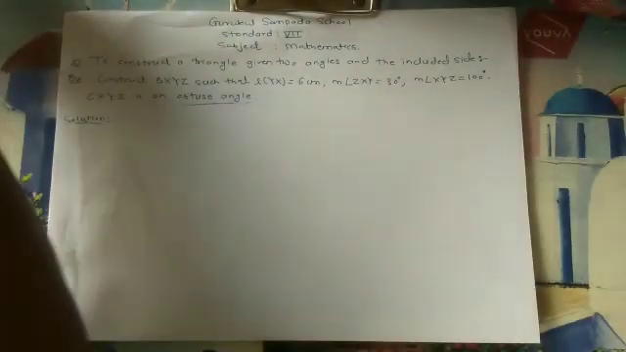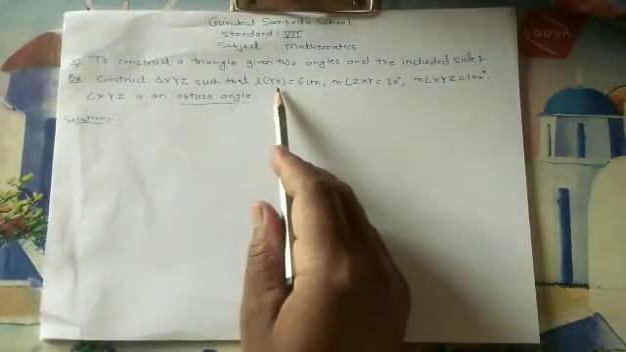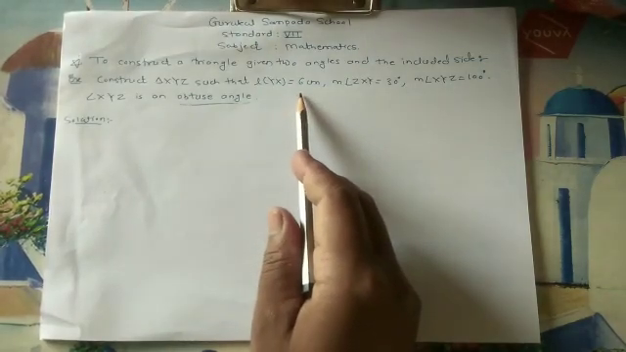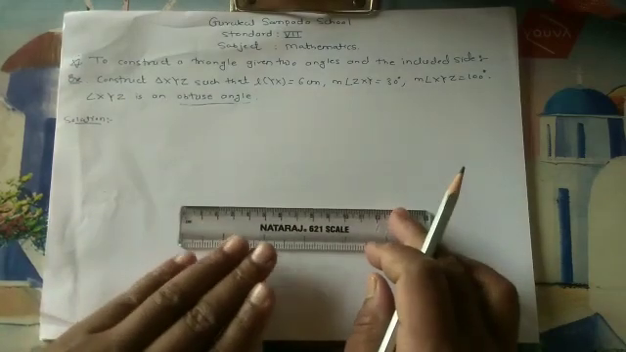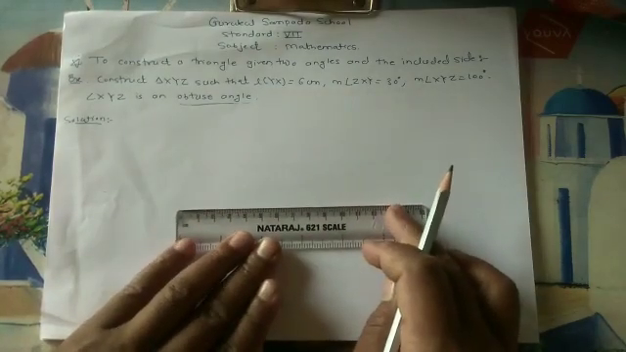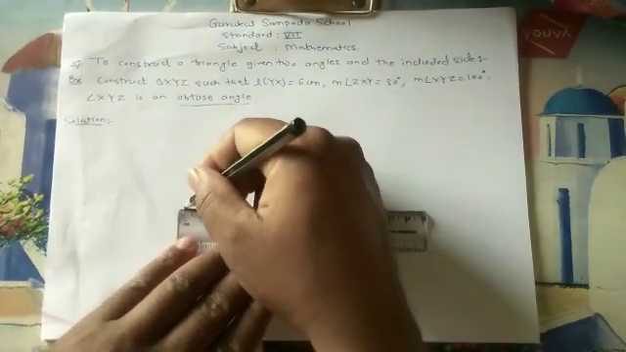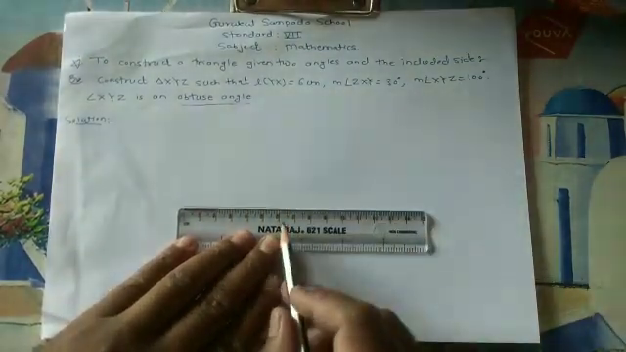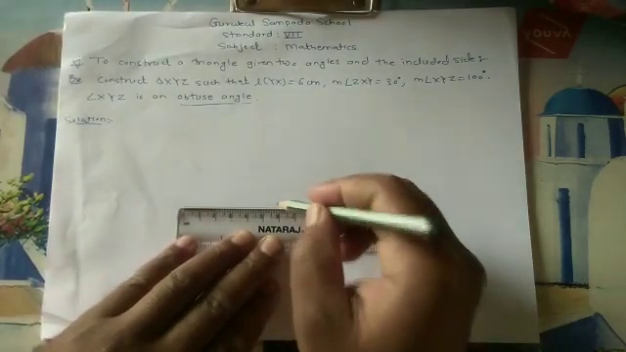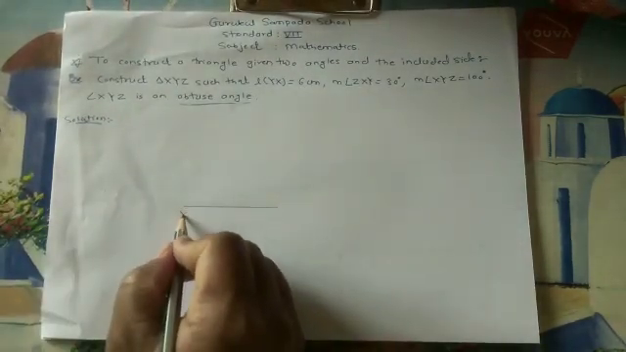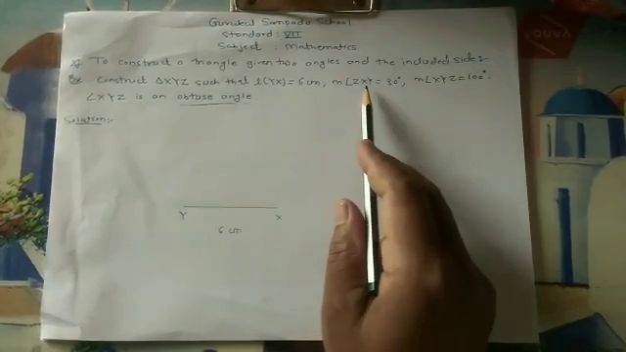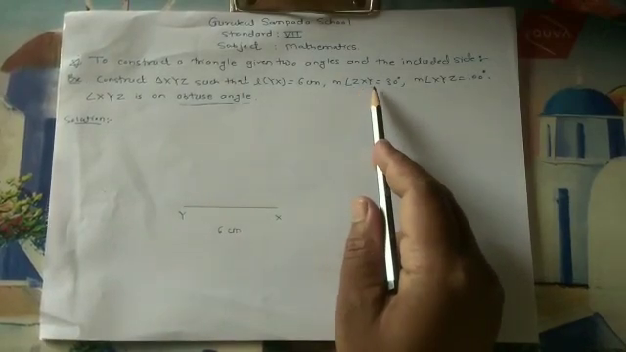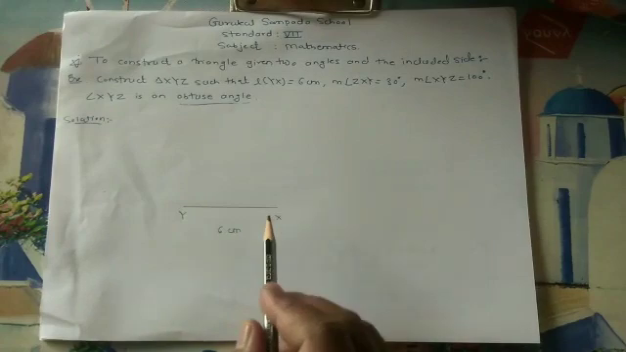Now the first step is what? Here the length of YX is given, which we consider as 6 centimeter. So the first step is we are drawing a line of length 6 centimeter. So here is a 0 and a 6. So the length of YX is equal to 6 centimeter.